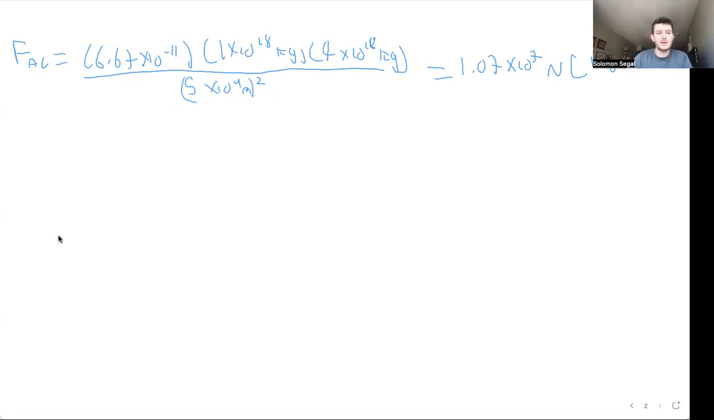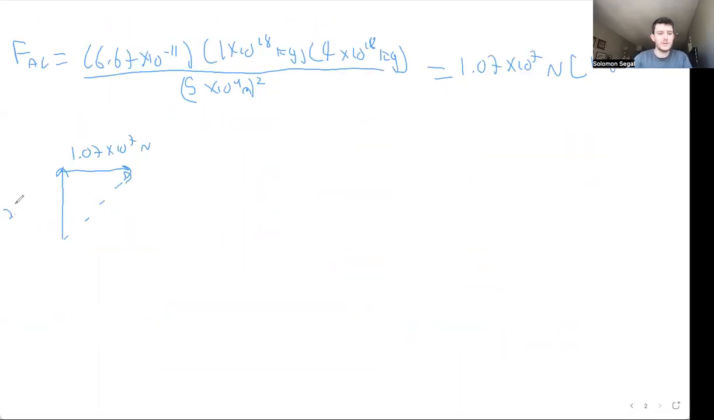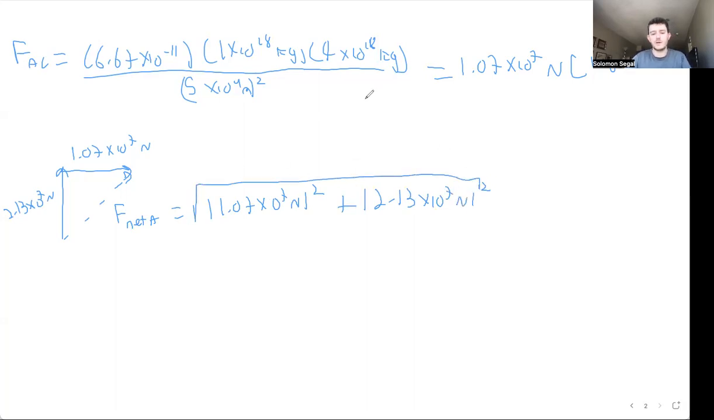So if we go back to our vector diagram we drew before, this is 1.07 times 10 to the 7 newtons, and this was 2.13 times 10 to the 7 newtons. So this, we'll call it F net A, is equal to, well, we can just use Pythagoras. So we've got 1.07 times 10 to the 7 newtons squared plus 2.13 times 10 to the 7 newtons squared. Take the square root. These are just absolute value signs.